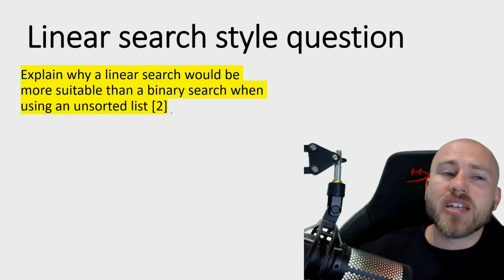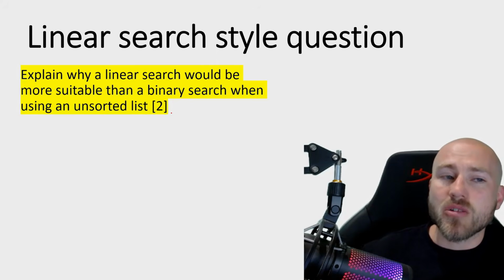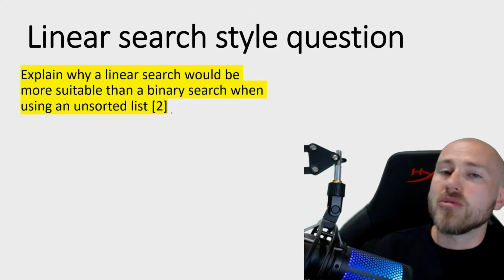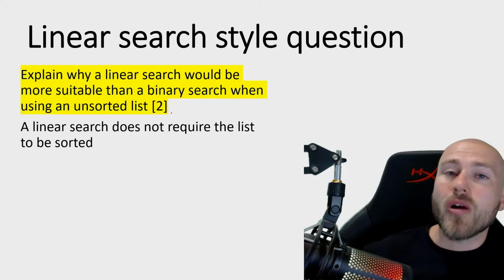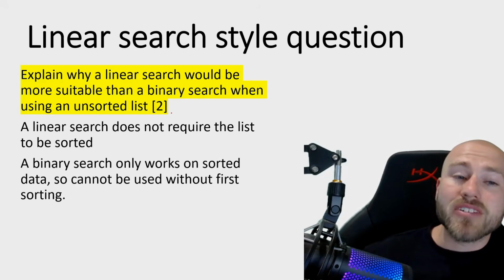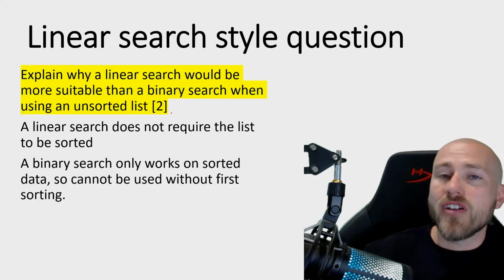Explain why a linear search would be more suitable than a binary search when using an unsorted list. So it's only a 2-mark answer, and what you could write is a linear search does not require the list to be sorted. A binary search only works on sorted data, so cannot be used without first sorting.